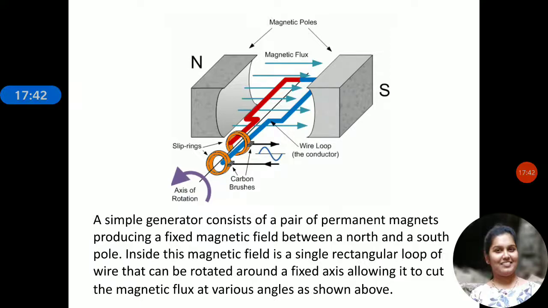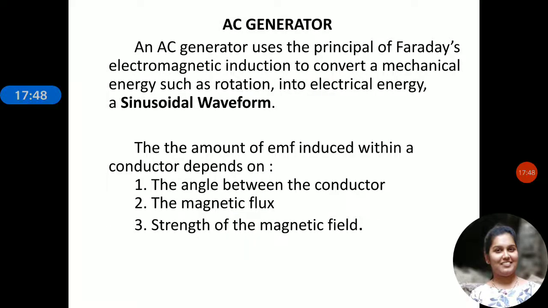Based on the rotation of the current carrying conductor, EMF will be induced, and the amount of EMF induced will depend on three factors: the angle of the conductor, the magnetic flux, and the strength of the magnetic field, that is how strong the magnets, the north pole and south pole, are. The weaker the magnetic poles, the weaker will be the magnetic field. The stronger the magnets, the stronger the magnetic field. All these factors combine to generate an AC waveform.